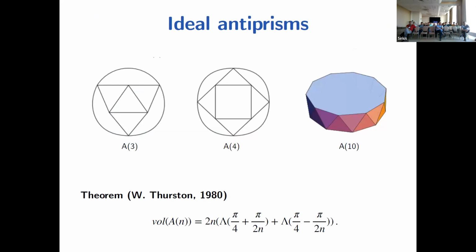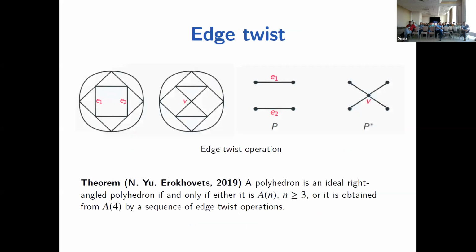So an antiprism A_n is when we take an n-gon on the top and an n-gon on the bottom and connect them by triangles. This graph satisfies Andreev's theorem, so it's realized as an ideal rectangular polyhedron. And for this antiprism, we have an exact volume formula. Another great thing about antiprisms is that all other ideal rectangular polyhedra can be obtained from antiprisms by applying just one move called H-twist.